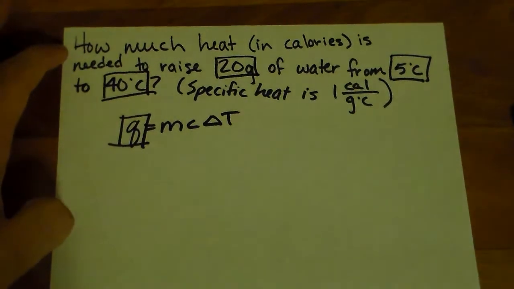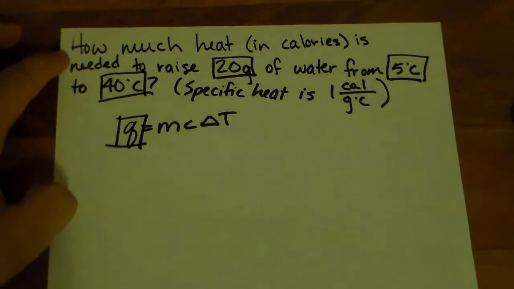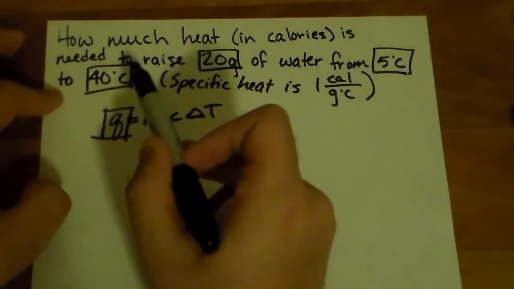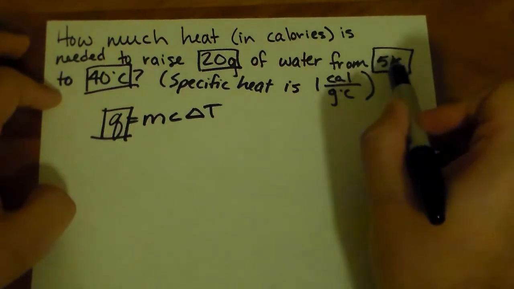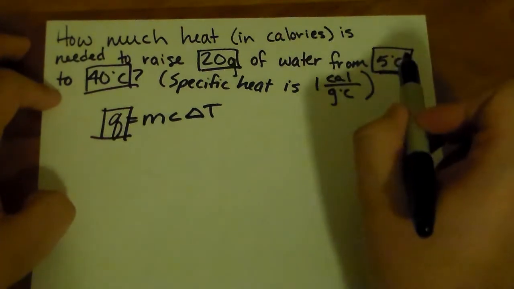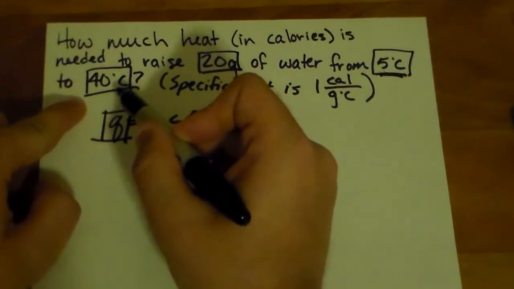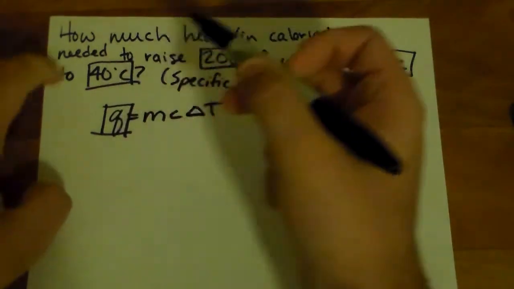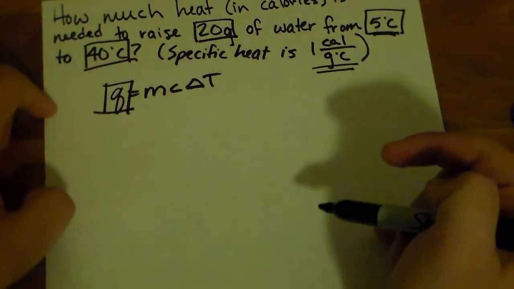So in problems like these, you want to identify the initial and final temperature. Usually they'll word it like this: from a certain degree Celsius to another degree Celsius. When it says from, this will always be the initial temperature. So water from 5 degrees Celsius, it's starting at 5 degrees Celsius, and it'll stop at 40 degrees Celsius. So it's initializing at 5 and it's finalizing at 40. And we also have our specific heat of 1 calorie per gram degree Celsius.